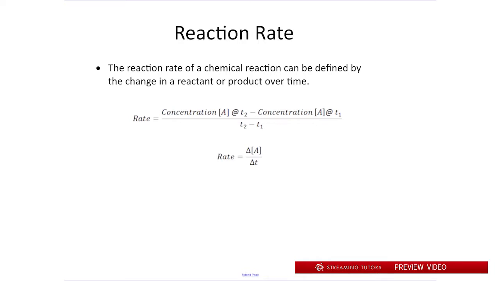We can write that as we do here on the bottom, just with these delta concentration over delta T, where delta just means a change in anything. So that would be A2 minus A1 on top, over T2 minus T1 on the bottom, just like that. So that's our most basic definition for a reaction rate.